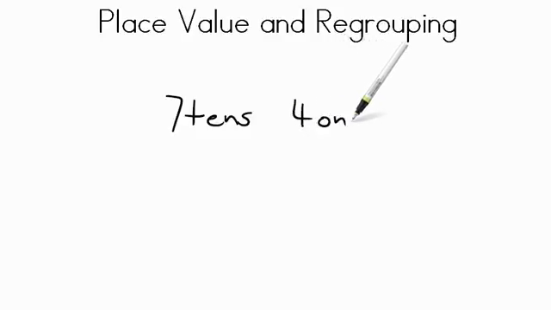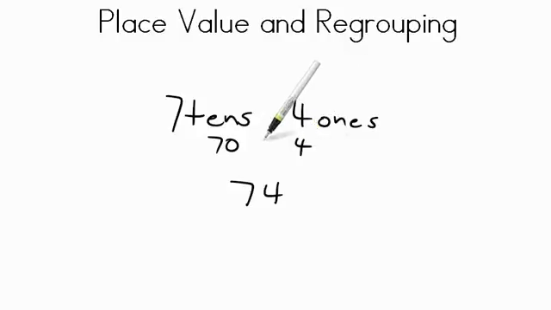What would the value of 7 10s and 4 1s be? What would 7 10s and 4 1s be? If you said 74, pat yourself on the back. Did we need to regroup? No, we didn't. We just had to combine the two numbers. So 7 10s is the same as 70, and 4 1s is the same as 4. 70 and 4 make 74.